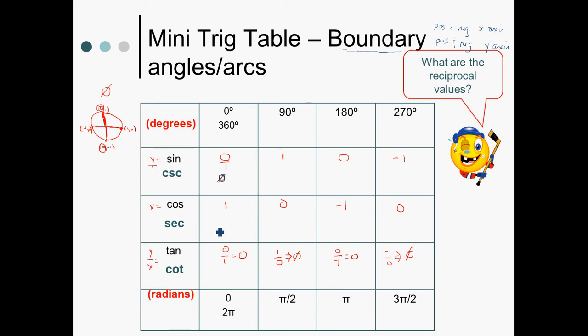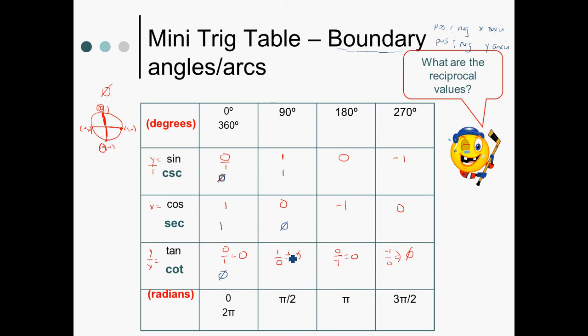What's the reciprocal of 1? What's the reciprocal of 0 again? For 90 degrees, the reciprocal of 1 is 1. The reciprocal of 0 is undefined. What is the reciprocal of undefined? Undefined doesn't have any reciprocal.